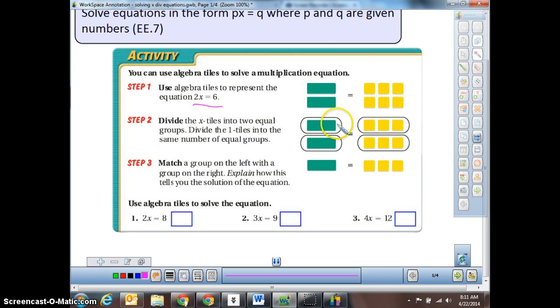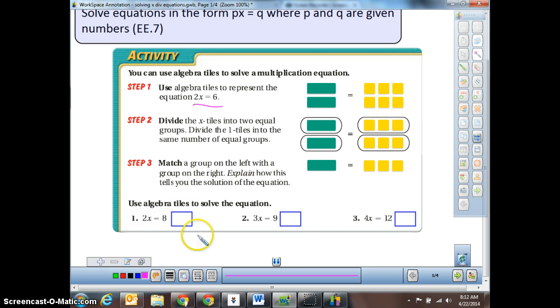So I divide this into 2 groups. I divide this evenly into 2 groups. And when I do that, 2 divided by 2 is 1. 6 divided by 2 leaves you with 3. So I have x equals 3. That's what we want to continue to do. To undo multiplication, we need to divide by that number.